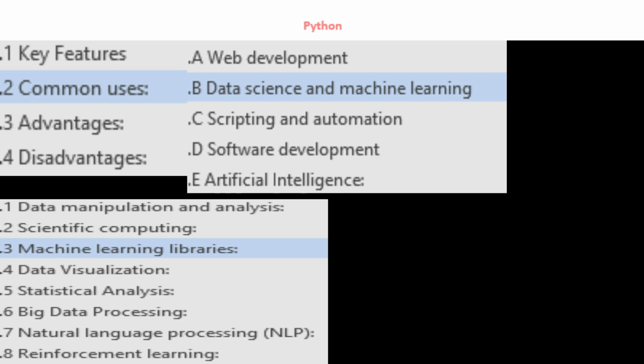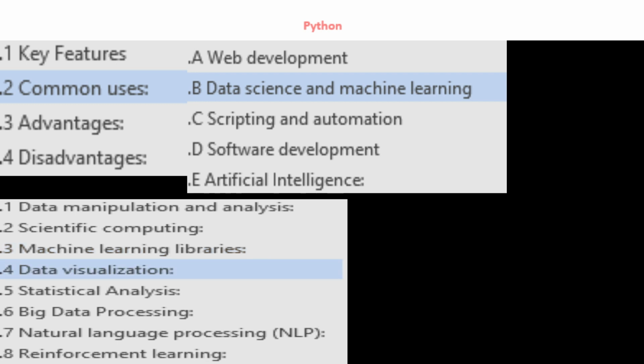TensorFlow and Keras. TensorFlow is an end-to-end open-source platform for machine learning, while Keras is a high-level neural networks API that runs on top of TensorFlow. Example: building and training deep learning models for image recognition, natural language processing, and other tasks using TensorFlow and Keras.